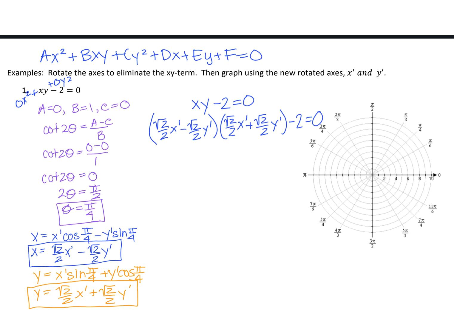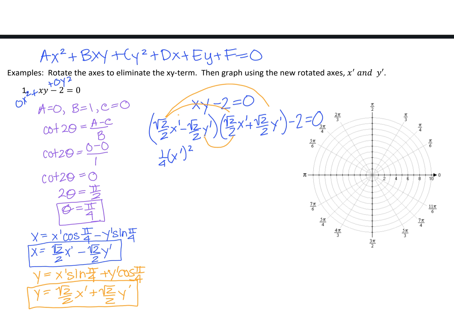And now I just have to multiply this all out. So you're just going to do the FOIL and multiply this all out. So square root of 2 over 2 times square root of 2 over 2. The square roots are just going to give you 2 and then over 4. And so you're going to get, I'll just write it as 1/4 x prime quantity squared. And so that's first. And then I'm going to do the first one times the second one. Well, you can see that these two are conjugates. So square root of 2 over 2 x prime times square root of 2 over 2 y prime is going to cancel out with negative square root of 2 over 2 y prime times square root of 2 over 2 x prime. So those two terms are going to cancel.